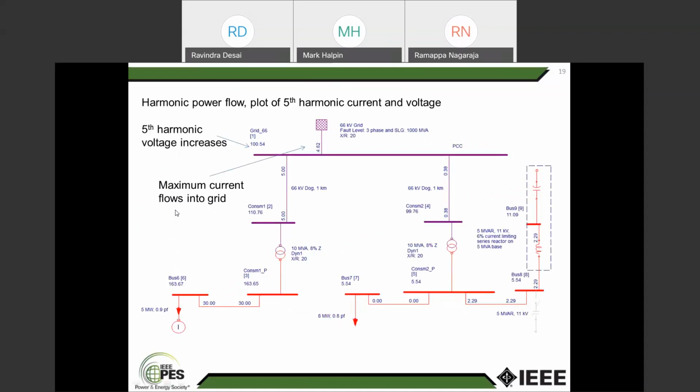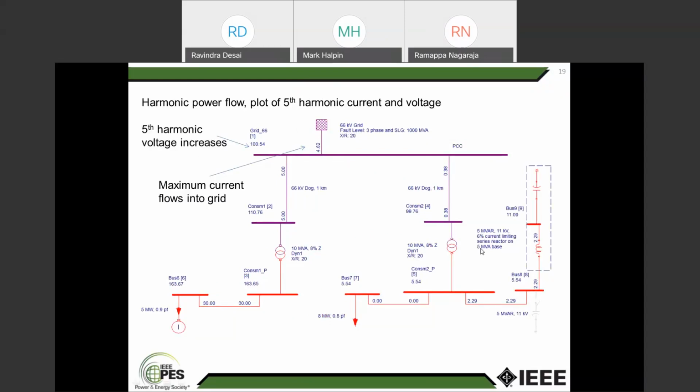Therefore, you can see here impedance starts increasing. With that, what will happen? The entire harmonic current is flowing back to the grid. Fifth harmonic voltage will increase now. Why? Because the harmonic current is flowing through the source impedance here, the equivalent source impedance. Because of that, fifth harmonic voltage is going to increase.